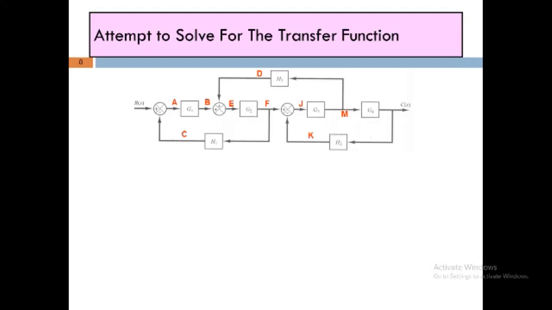And the last one is that the transfer function is defined only for linear time invariant systems, and it is not defined for non-linear systems. Okay, hope all of you are understanding this transfer function solution and some Mason's gain formula. Thank you.